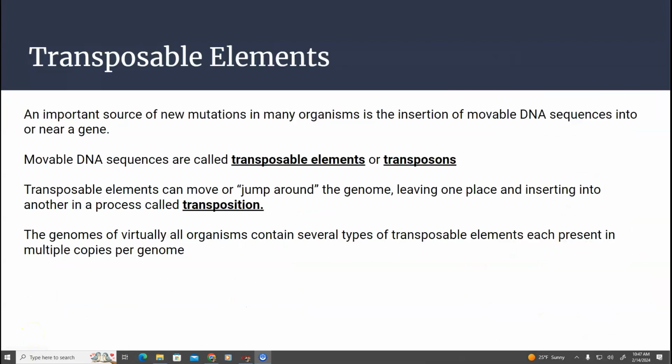An important source of new mutations in many organisms is the insertion of movable DNA sequences into or near a gene. These movable sequences are called transposable elements or transposons, and they're actually able to jump around the genome, leaving one place and inserting into another. The genomes of virtually all organisms contain several types of transposable elements, each present in multiple copies per genome.